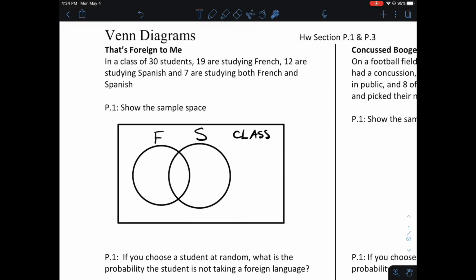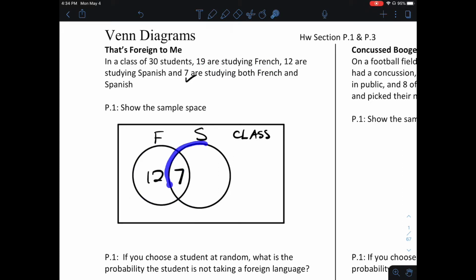And for this problem, it doesn't tell us how many aren't doing either, but it does tell us 7 are studying both French and Spanish. So we can put that 7 right here. And that makes this pretty simple. 19 are studying French. So in this circle, there's got to be 19. We've already used 7 of those people. So that must mean there's 12 left. 12 plus 7 is 19.